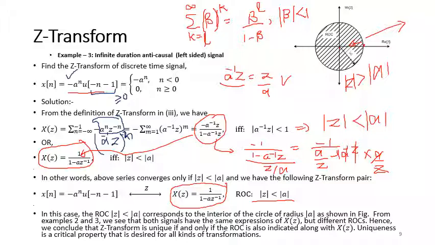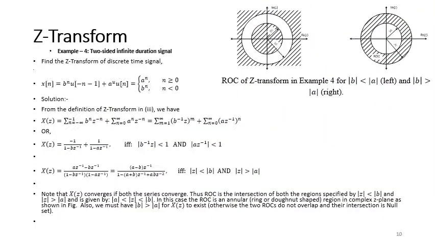So that means we can say the Z transform is only unique if we have the ROC also, because two different signals can result in the same mathematical expression. So I think that's all for this numerical. I hope you understand that the same mathematical expression can come from two different signals.